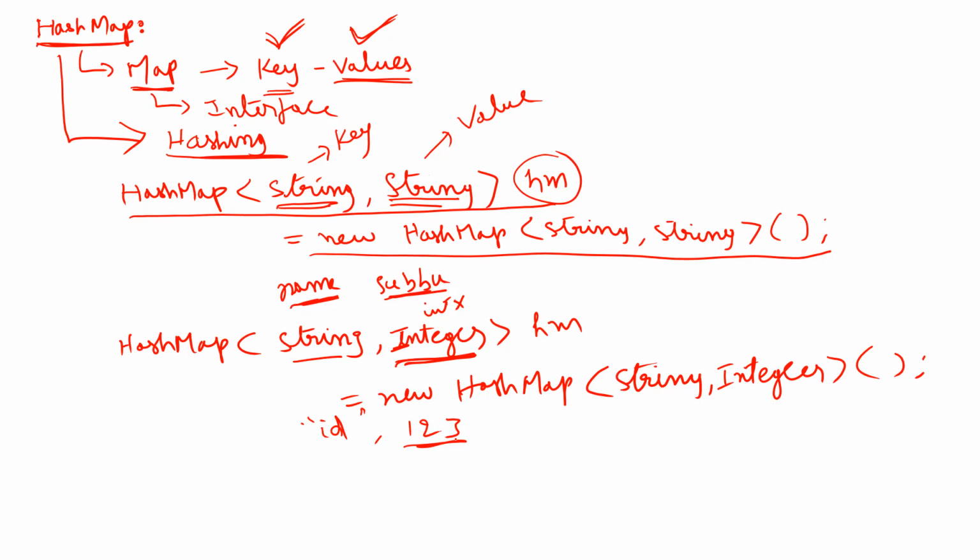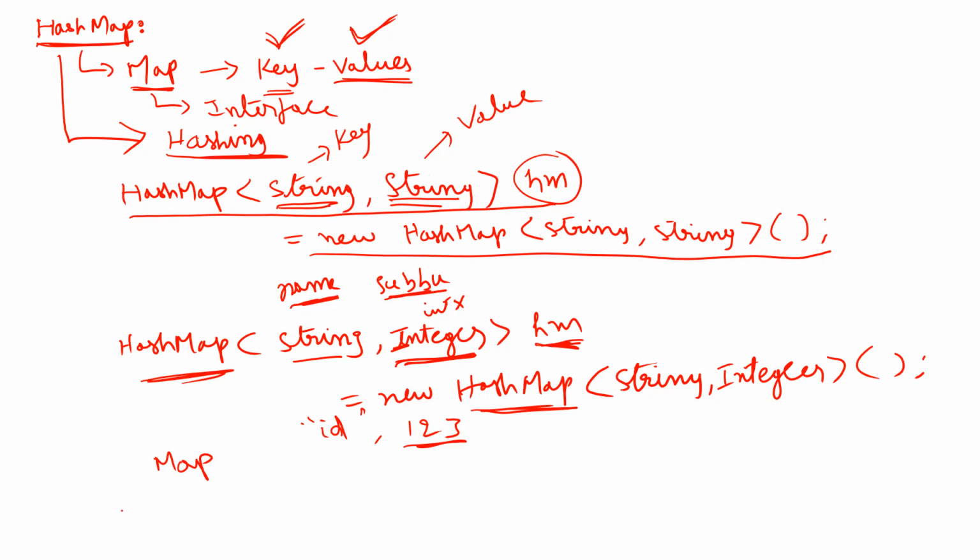And as we have seen in the previous videos, whenever we are trying to create an object for a class which is implemented from an interface, then we create the object of the type interface. So instead of HashMap, we can write it as Map of String, comma, Integer is equal to new HashMap of String, comma, Integer. So this is how we can create a hash map object.